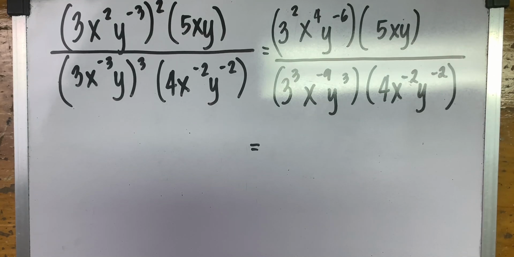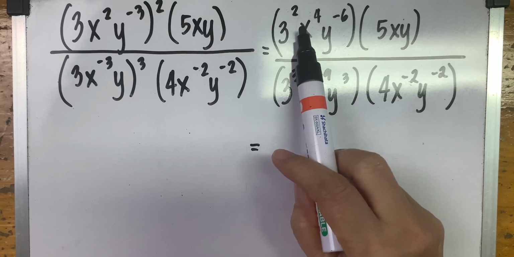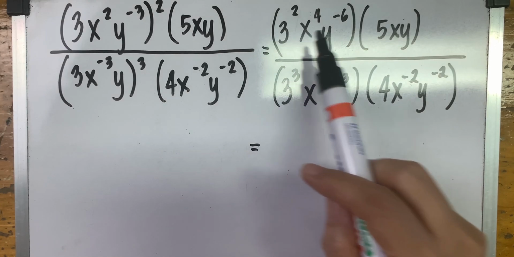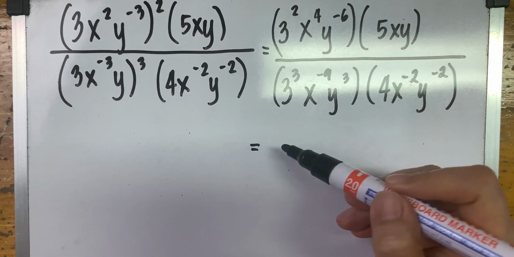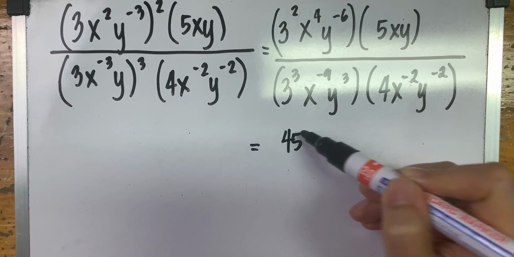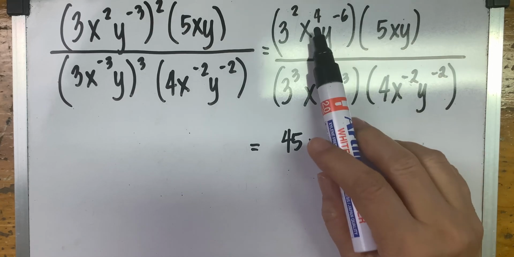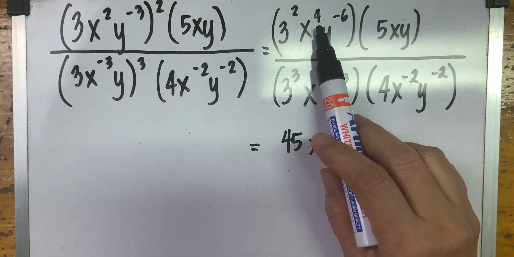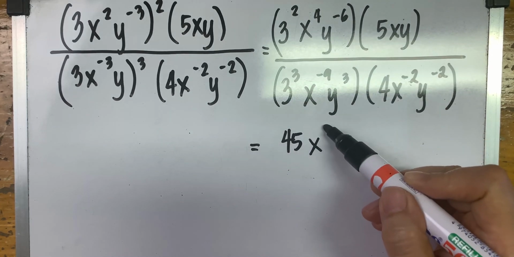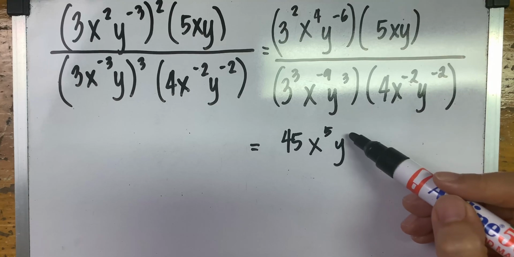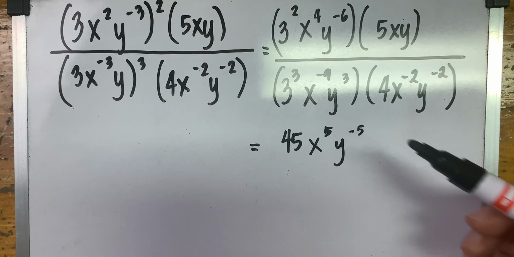Okay, so dapat i-work muna natin lahat ng numerical coefficient. So in this case, we have 3 squared. 3 squared is 3 times 3, which is 9. 9 times 5 is 45. And then for our variable, so multiplication, so we add exponents. So x, 4 plus 1 is 5. And for y, negative 6 plus 1 is negative 5.